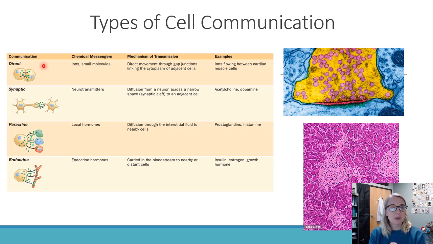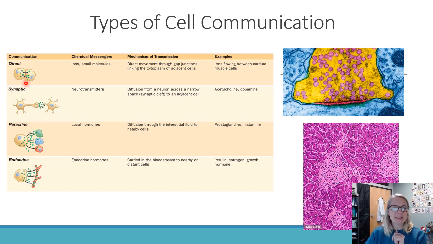We talked a little bit about direct contact in the last lecture when we were going over the lymphatic system and how natural killer cells destroy their target cells. They physically contact each other, but that was for a destructive mechanism. For a communication mechanism, these ions or signaling molecules will actually flow between the cells themselves, but they have to be physically touching for that to happen.